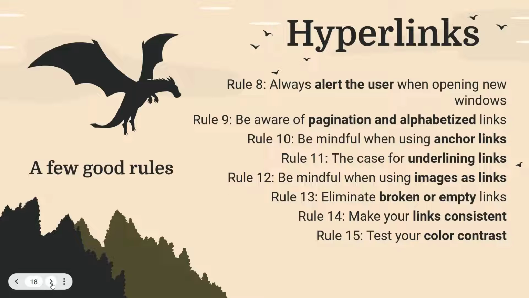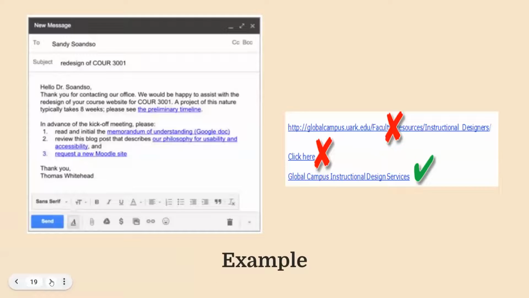Obviously, we want to always eliminate broken or empty links and make your links consistent. And then also test that color contrast, which you can do with a Canvas tool. So we have some good examples and bad examples. Obviously, this is easy enough to see. It's very descriptive. Click here. Told you that was bad. And in this email, all of these have been done appropriately so that they are not long links and you know exactly what it is you are clicking on.